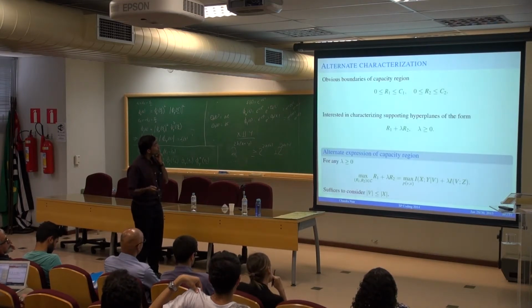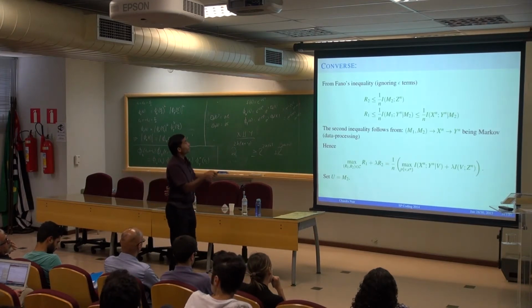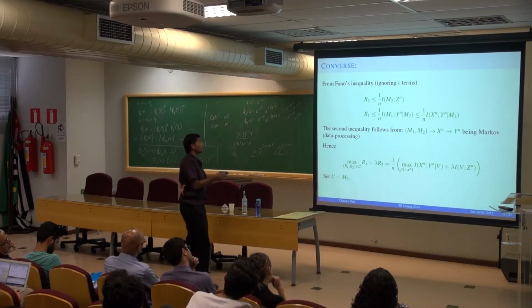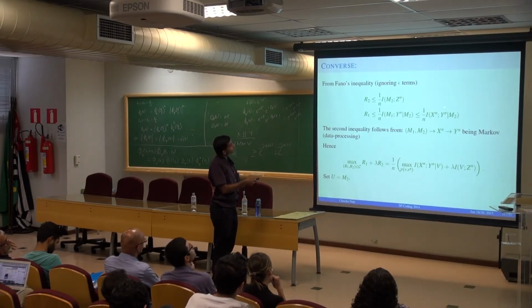Okay, so how do I show this? From Fano's inequality, ignoring the epsilon terms in the error, R2 is at most (1/n) I(M2;Z^n) because Z^n can decode M2, and R1 is at most (1/n) I(M1;Y^n|M2). Okay, what am I using here? How do I get this?